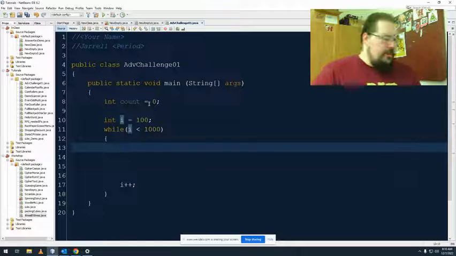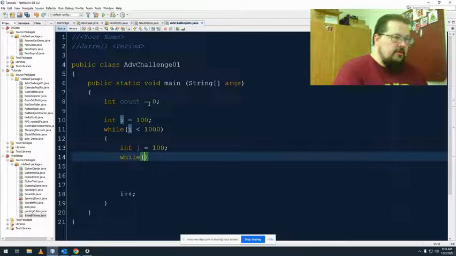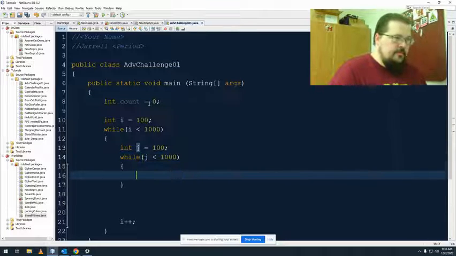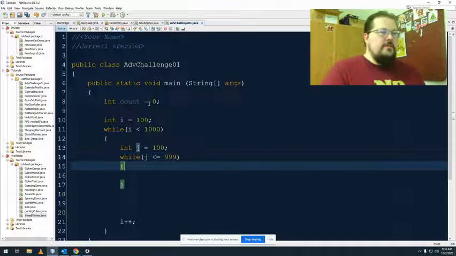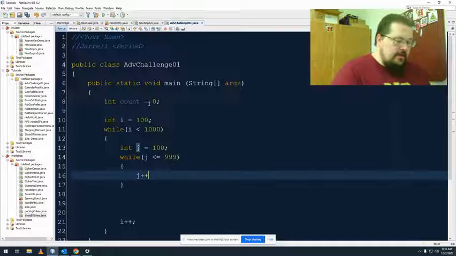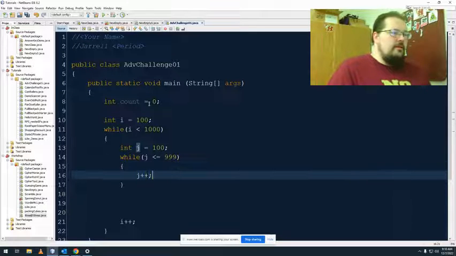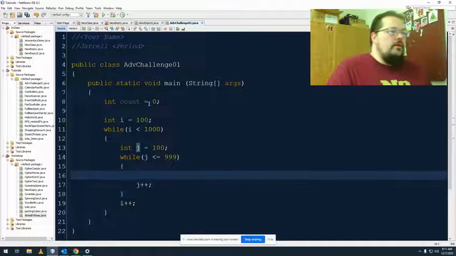Inside here, this is where I need my second one. So I'm going to start another one, again, at 100. And it's going to look identical to the other with the exception of the variable. And just to give you another example, yes, you could do less than or equal to 9,999. Same situation. It's just what's happening. I think we need those.